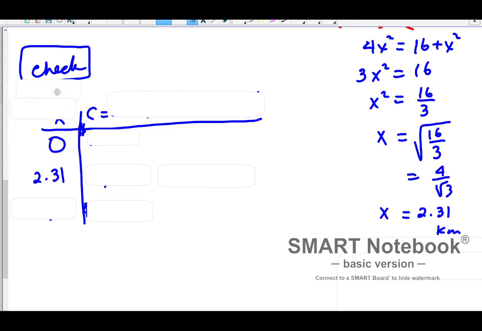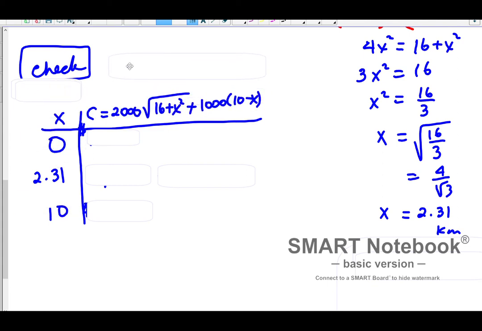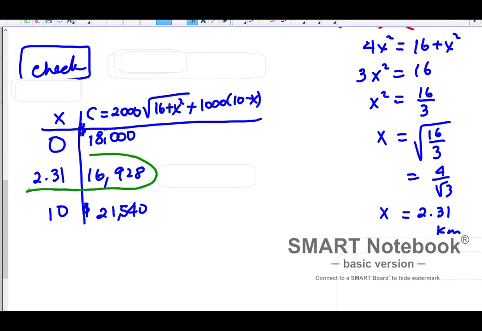So let's put all of those on a chart and plug them into our cost function, which was this. If you plug in a 0 for everywhere you see an x, you're going to get a total cost of laying this wire of $18,000. If you plug in 2.31 into your cost equation, you're going to get approximately $16,928. And if you plug in a 10, the other endpoint of your interval, into the cost function, you're going to get $21,540. Which of these is smallest? Clearly it's this one, right? The smallest cost value. So that's where the absolute minimum occurs.